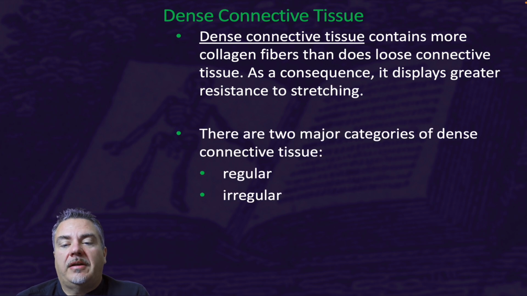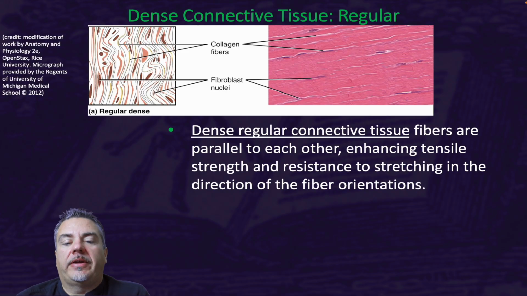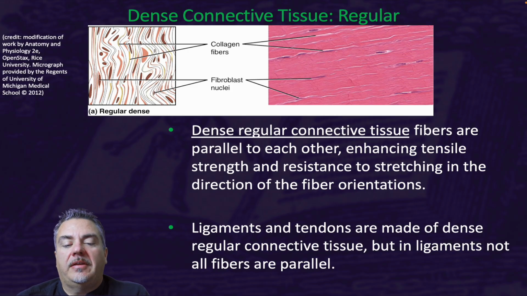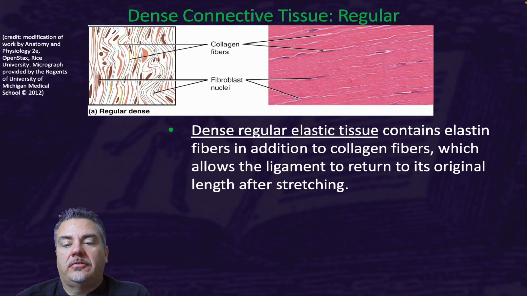There are two major categories of dense connective tissue, regular and irregular. Dense, regular connective tissue fibers are parallel to each other, enhancing tensile strength and resistance to stretching in the direction of the fiber orientation. Ligaments and tendons are made of dense, regular connective tissue, but in ligaments, not all fibers are parallel. Dense, regular elastic tissue contains elastin fibers in addition to collagen fibers, which allows the ligament to return to its original length after stretching.